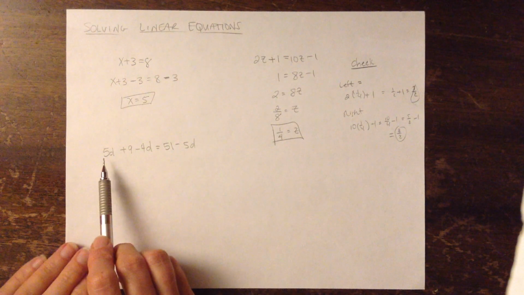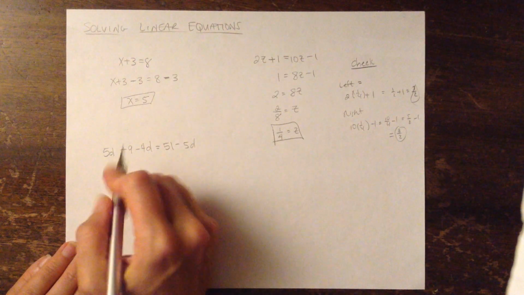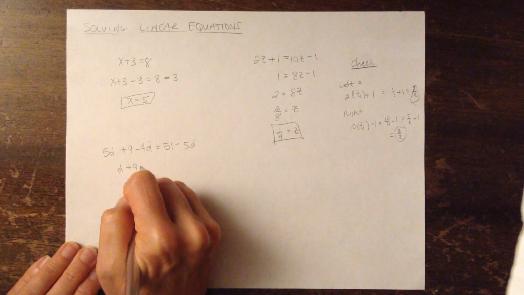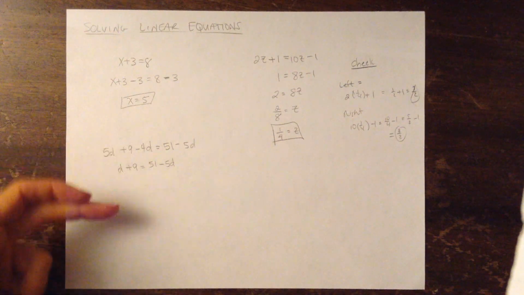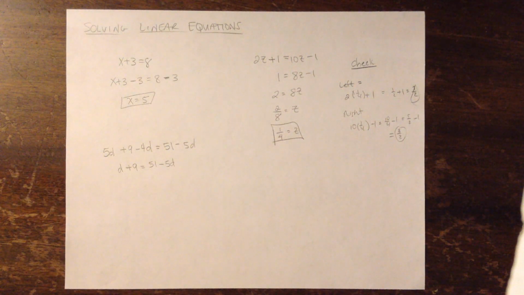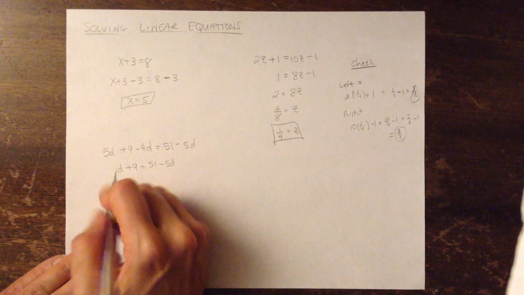So like here I have a 5d minus 4d. I can combine like terms there and just get d plus 9 is equal to 51 minus 5d. So in this step I didn't use the power of that equal sign, but now I'm going to add 5d to both sides.